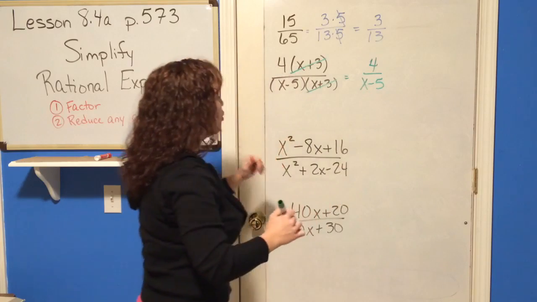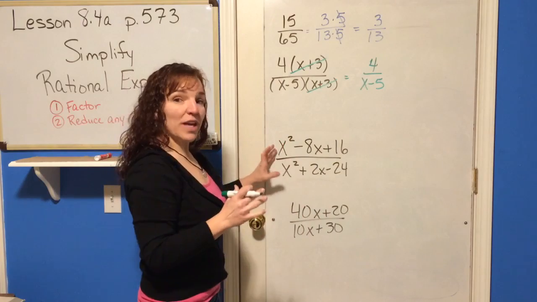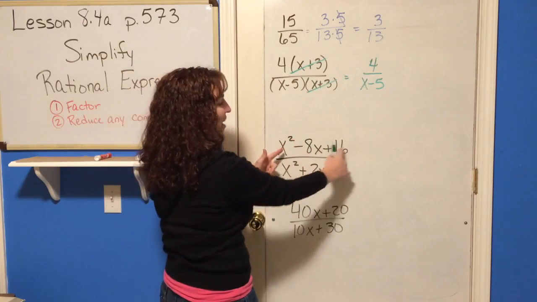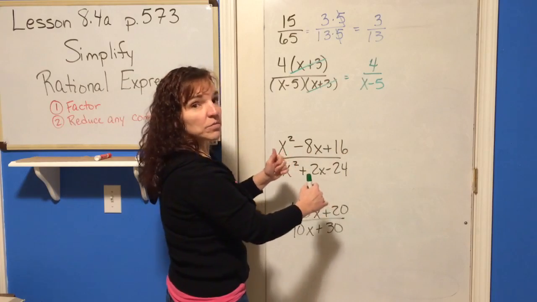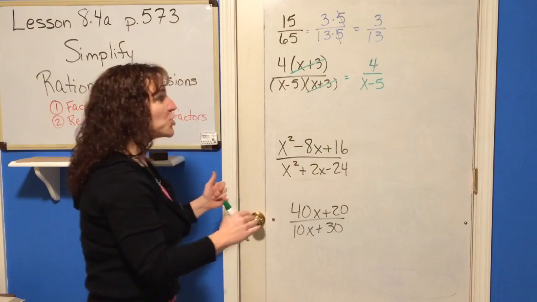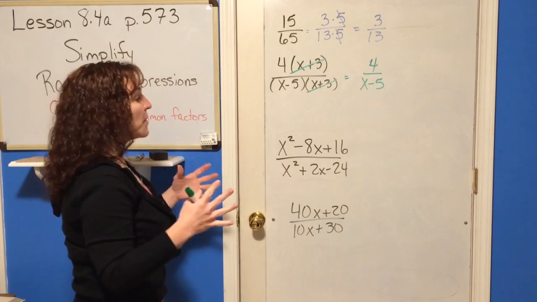Now, you can't just say, oh look, I've got an x squared, I can cancel these. You can't do that. You've got to factor first, because this x squared is not a factor of this polynomial. It's only a term within this polynomial. So first you need to factor, and then you can reduce any common factors.